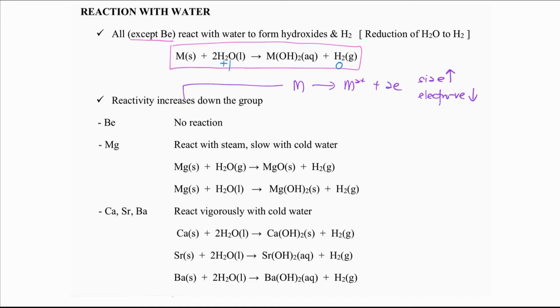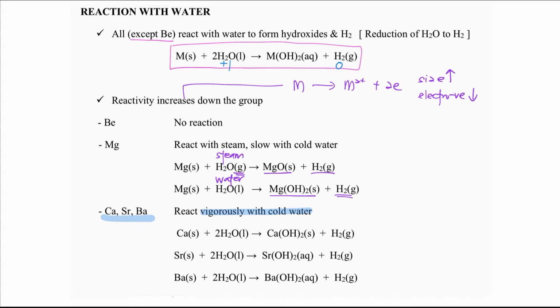We are required to know the equations as well. When magnesium reacts with steam, which is H2O gas, it will produce magnesium oxide and hydrogen gas. But when it is reacting with water, the metal hydroxide, which is magnesium hydroxide, is formed together with hydrogen gas. Calcium, strontium and barium all react vigorously with cold water.